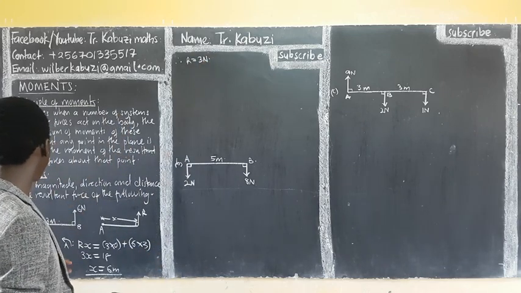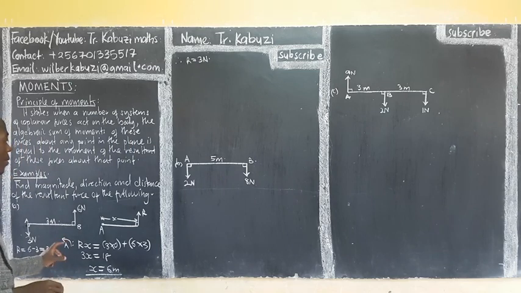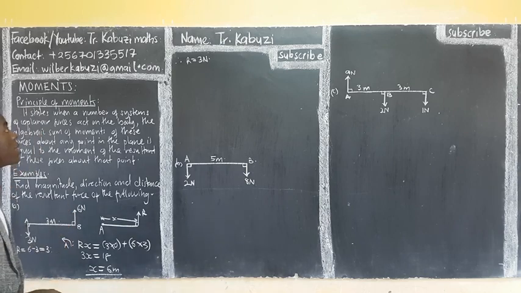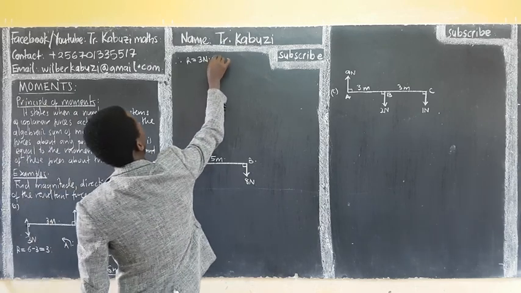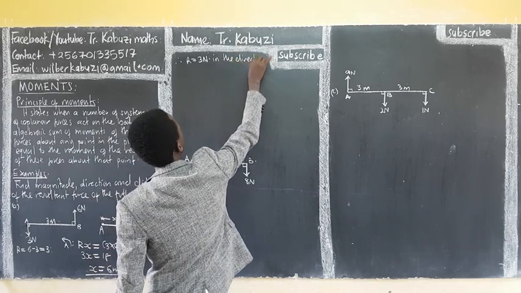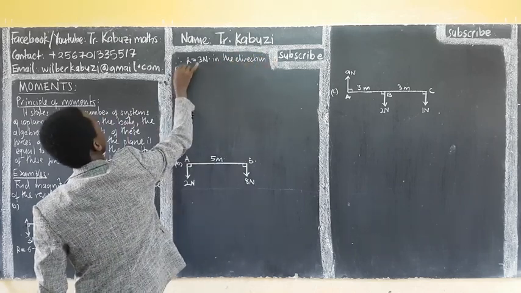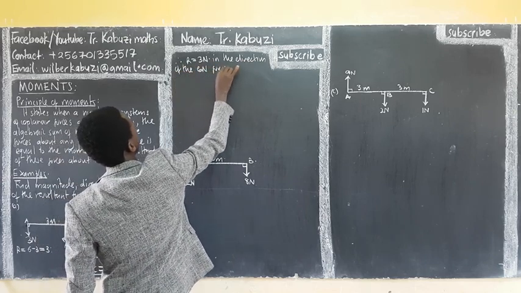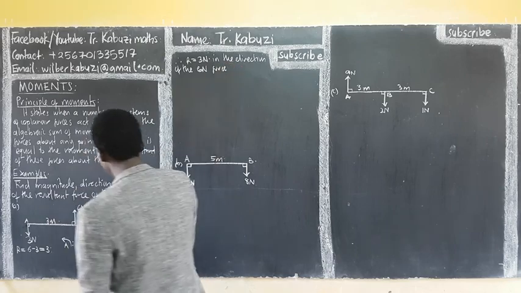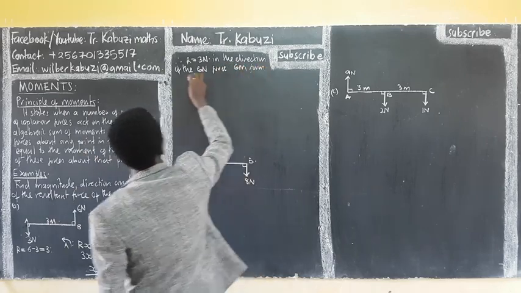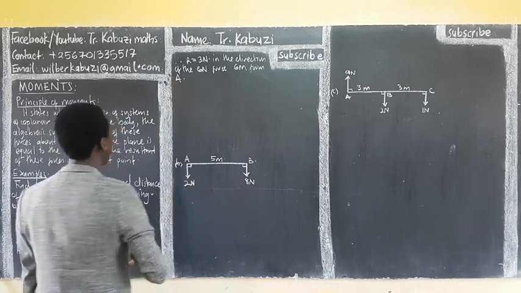Direction: we are taking anti-clockwise, but the direction of the resultant is in the direction of the 6 Newton force, 6 meters from A. As simple as that.